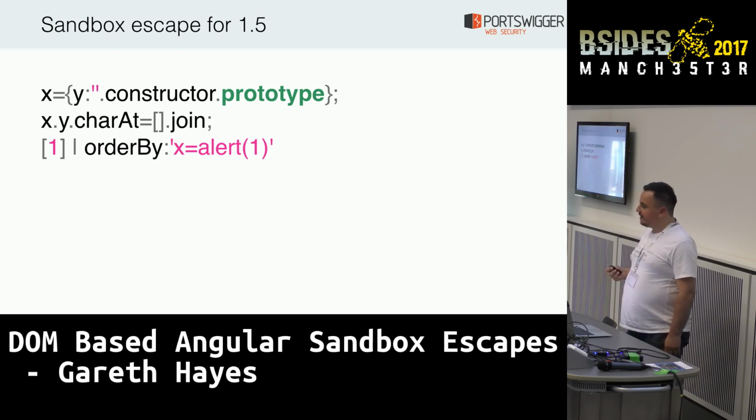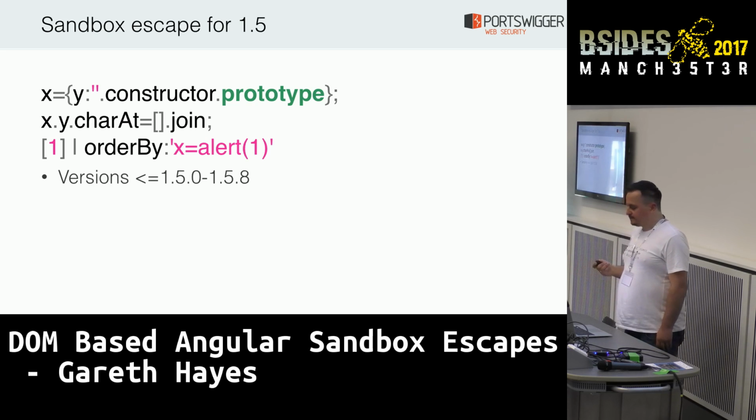So then we have an array on the left. The array is not important. We just need the orderBy filter to be our eval, basically. So the array is passed to the orderBy filter. The colon signifies the argument. And the argument we provide is arbitrary code, so we can execute whatever code we like. And Angular will think this is an identifier, and the Sandbox will be bypassed. This works on versions 1.5.0 to 1.5.8.